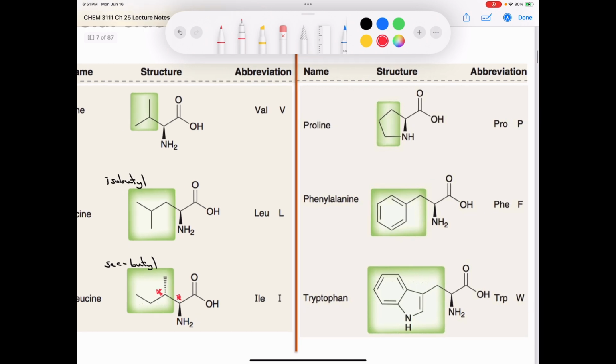Next one is proline. Proline is the only amino acid that has a secondary amine. So you'll notice it's a secondary amine here, and the R group is tied to the nitrogen, which makes it kind of interesting. Then we have phenylalanine, so we have CH2 followed by an aromatic ring. You just take alanine and add an aromatic ring to it and you get phenylalanine.